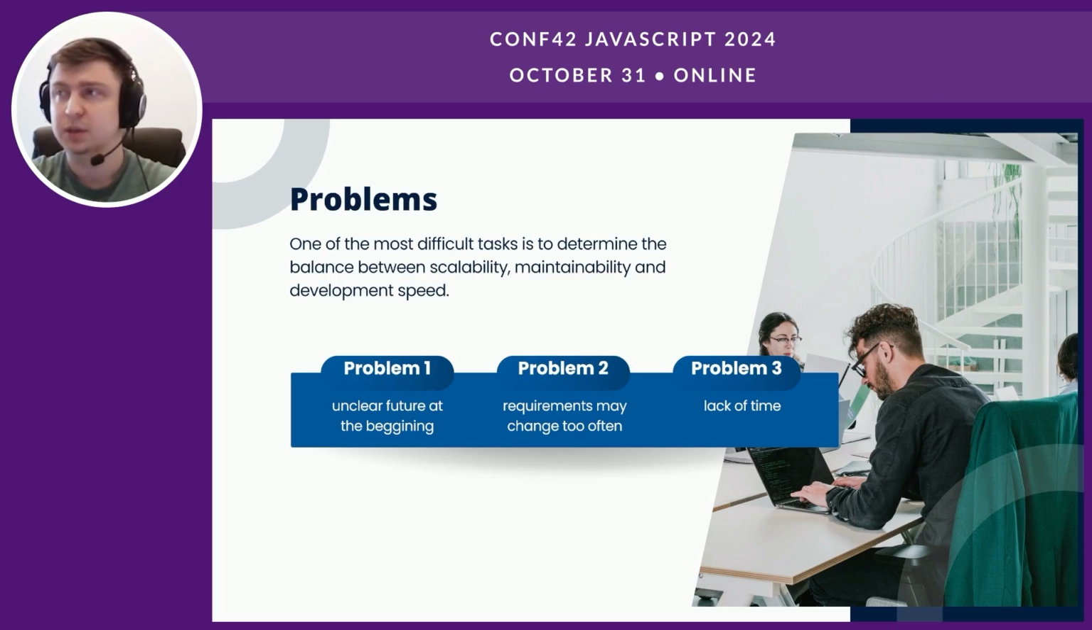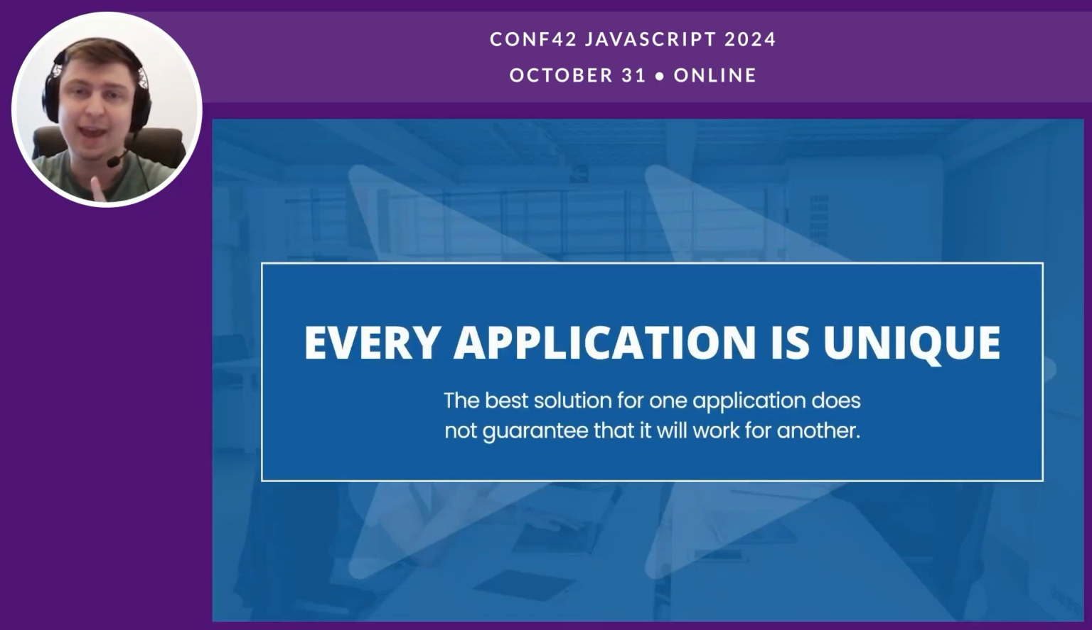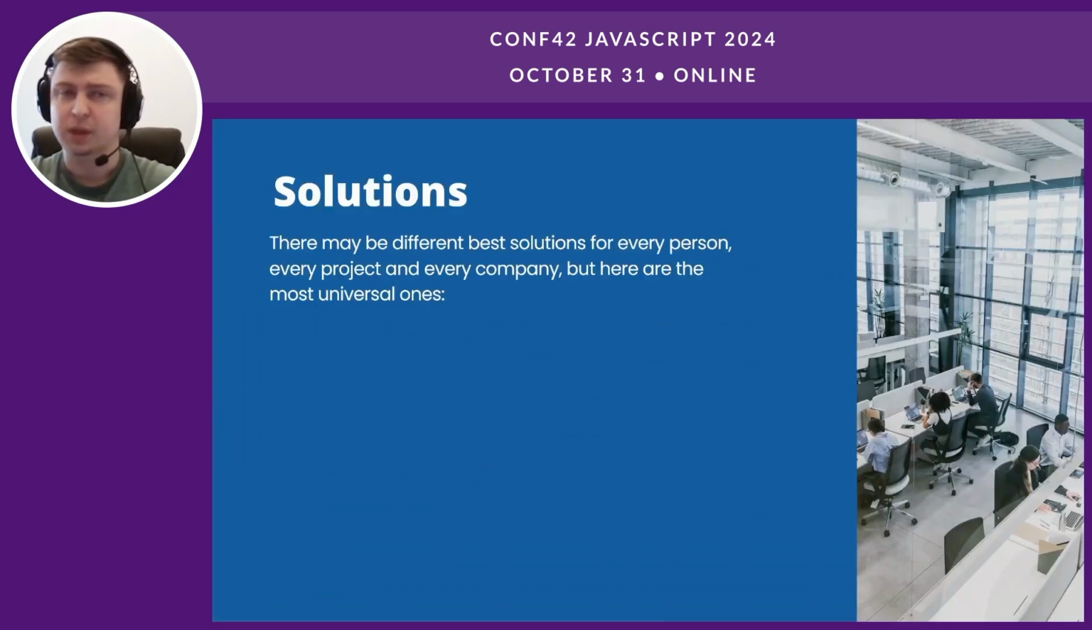But there is another problem: every application is unique. And the best solution for one application doesn't guarantee that it will work for another. So every time you need to reinvent your architectural decisions for every new task, new feature, and so on. But what can we do about that?